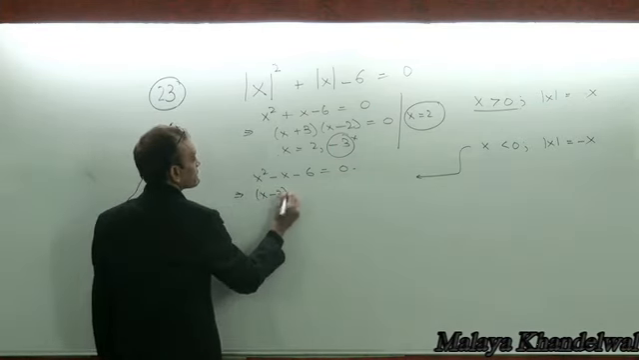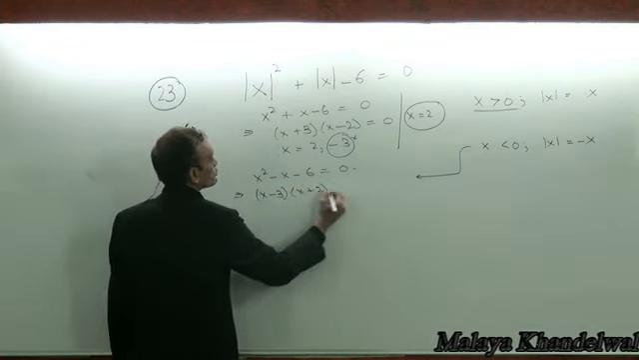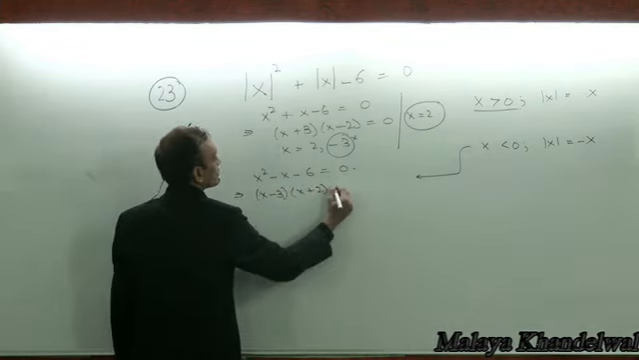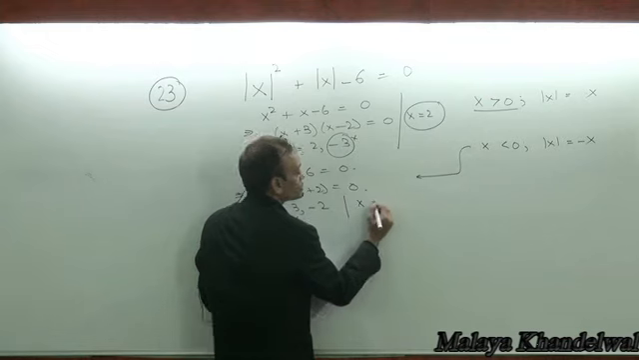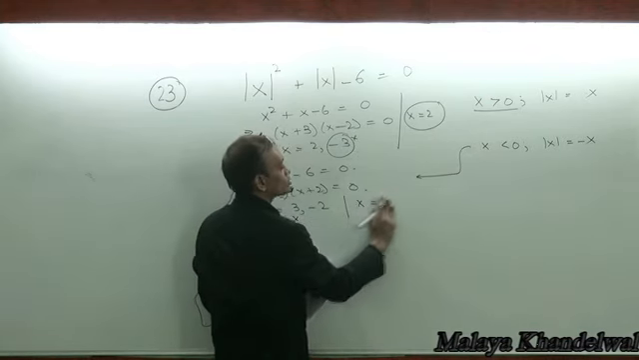So x minus 3 into x plus 2 is 0. Right? So this gives me x equal to 3 comma minus 2. But x is less than 0 here. So x equal to 3 is ruled out. Therefore, the required solution to this must be x equal to minus 2.